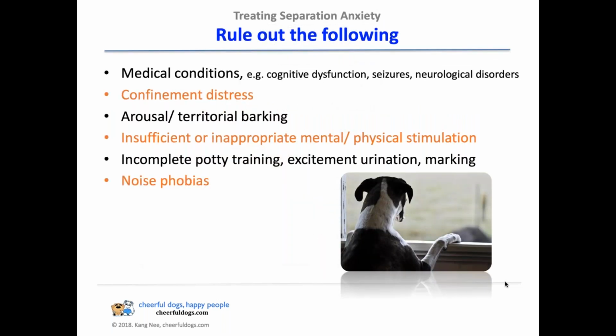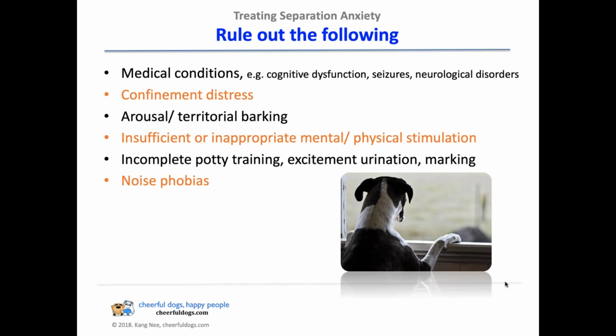So this means that before we can decide if a dog is actually having separation anxiety, we need to rule out certain things. First, medical conditions. If a dog is aging, is there cognitive dysfunction in the background? How about seizures, other neurological disorders? Confinement distress, we've already looked at it, where if confinement training is not done appropriately, such that the dog actually enjoys being in the confined area, you may get behaviors that display as anxiety. And how about arousal or territorial barking? So if a dog is barking all day long, could it be that instead of separation anxiety?